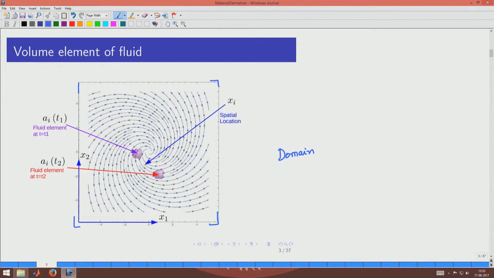So, consider a small element of fluid, a volume element of fluid at this location here. So, you can see that we are specifying that to be at time t 1. So, at a later time t 2, where t 2 is greater than t 1, you can see from the flow that this small volume element of fluid would relocate and will come here.